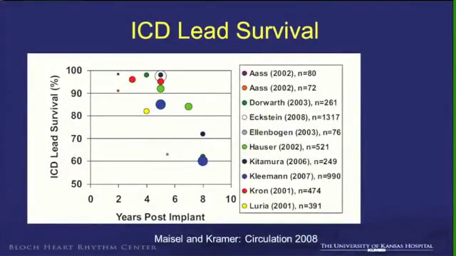This is the average ICD lead survival. It's a little old, 2008 data. So most of the ICD lead survivals are around 6 to 8 years. The median is around 6 years at that point of time. Now we have bigger registries, we have longer follow-up, and this is the actual real-life survival.